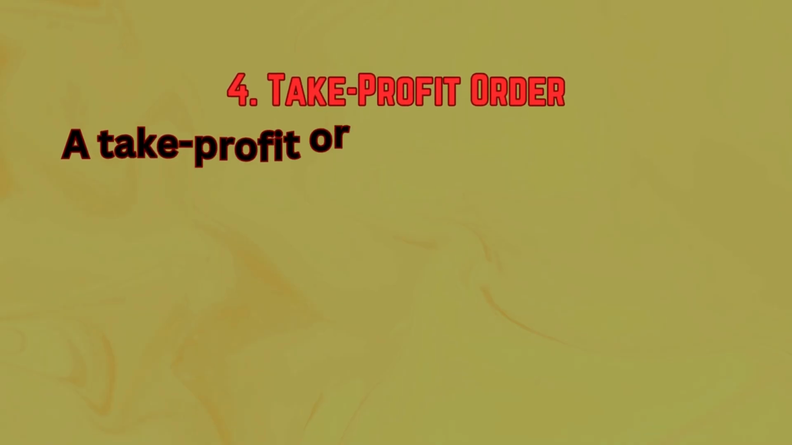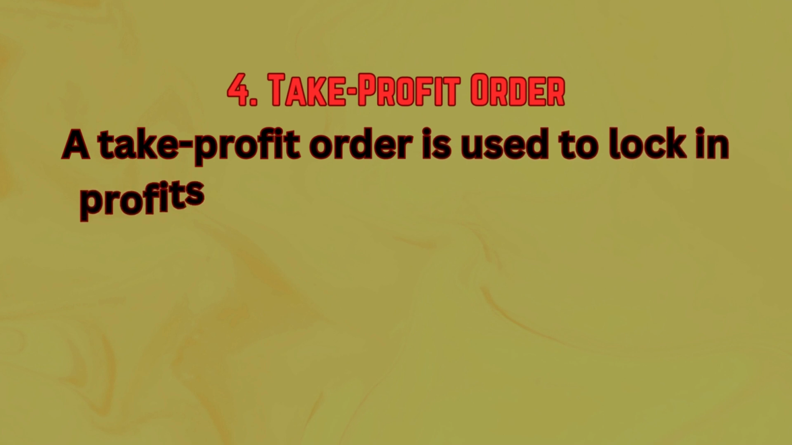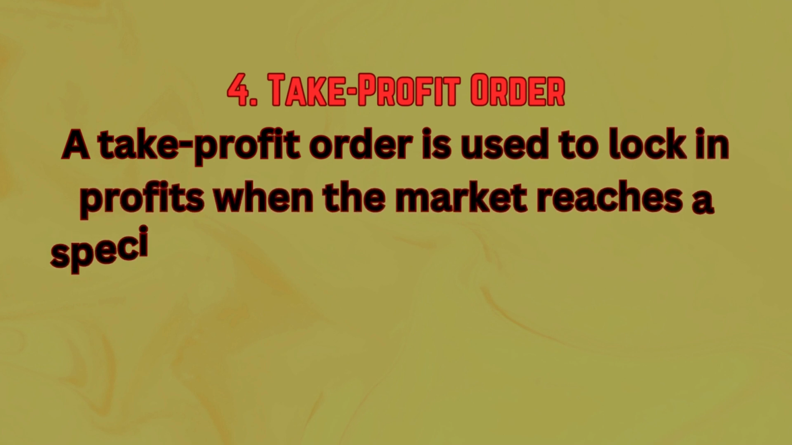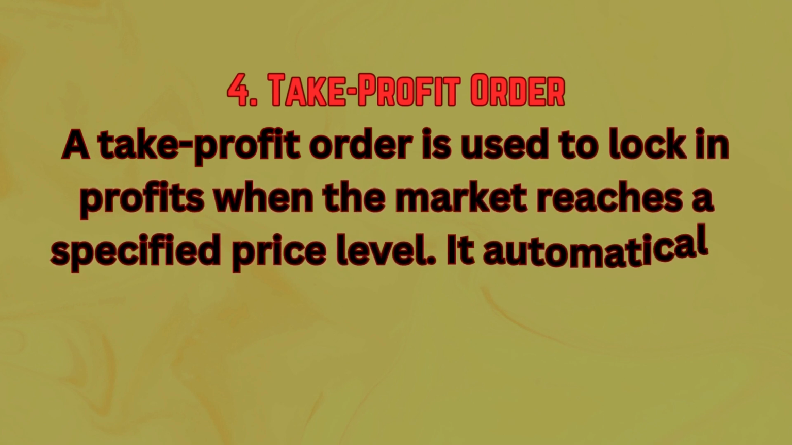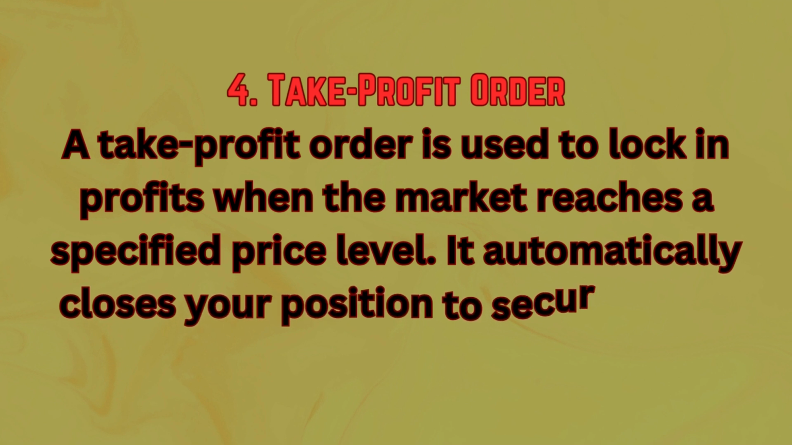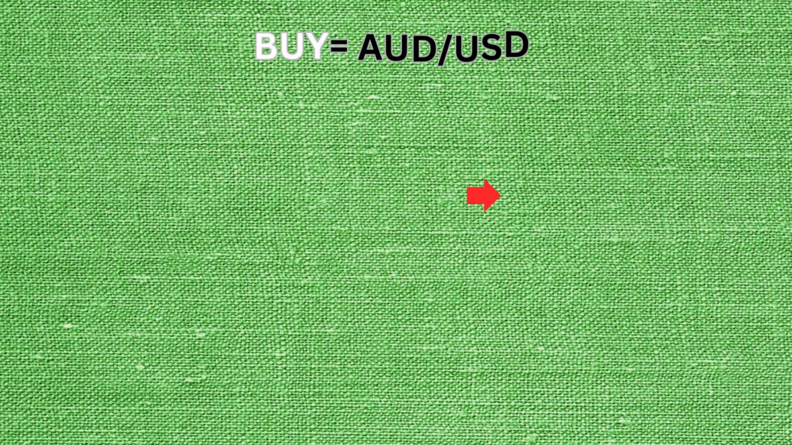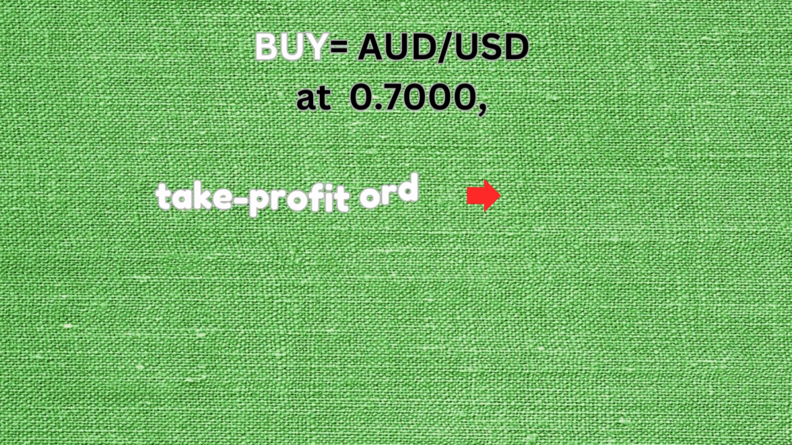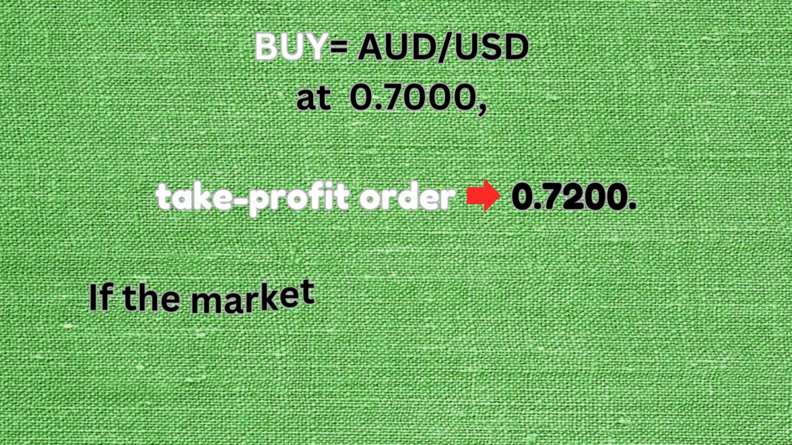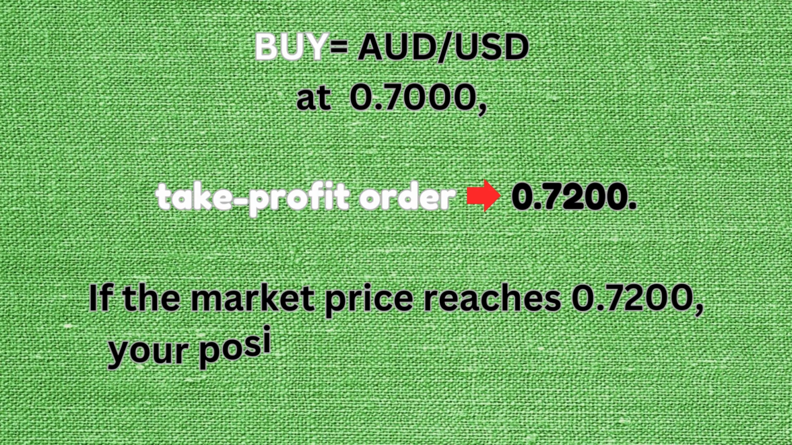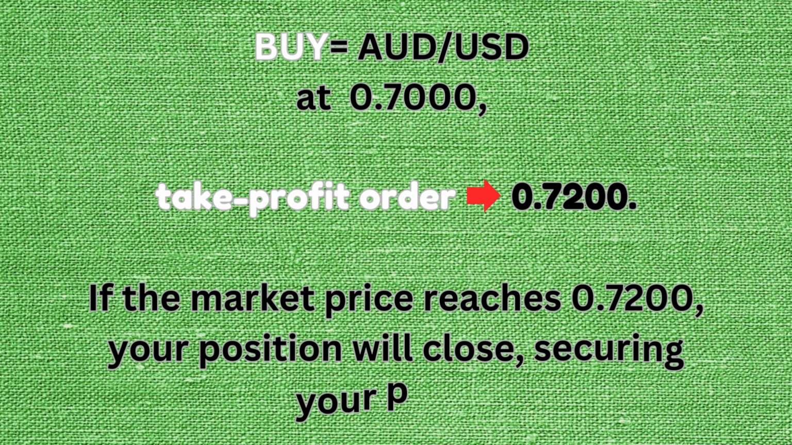So the next thing that we need to know here is the take profit order. A take profit order is used to lock in profit when the market reaches a specific price level. It automatically closes your position to secure gains. After buying, let's say you are buying USD at 0.7000, you set a take profit at 0.7200. If the market price reaches 0.72, your position will close, securing a profit.